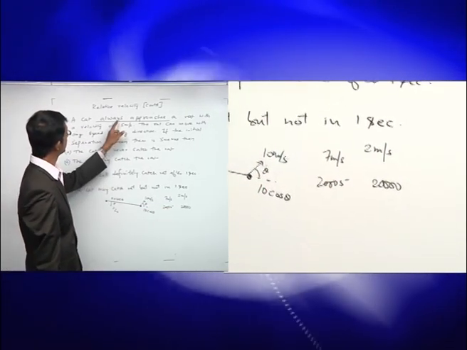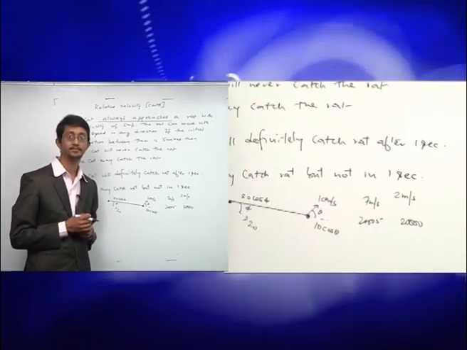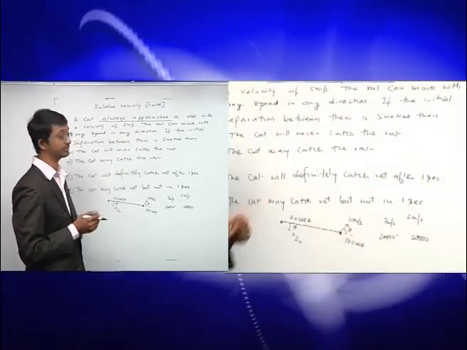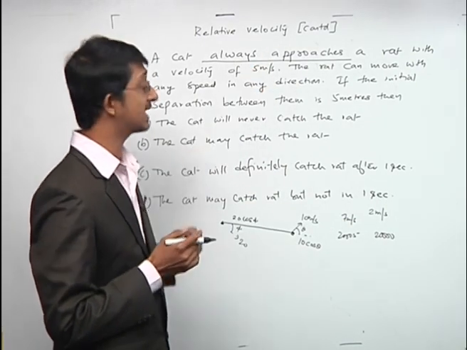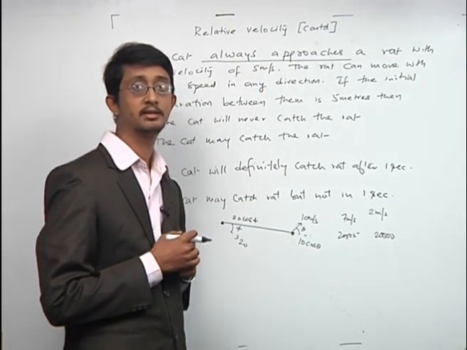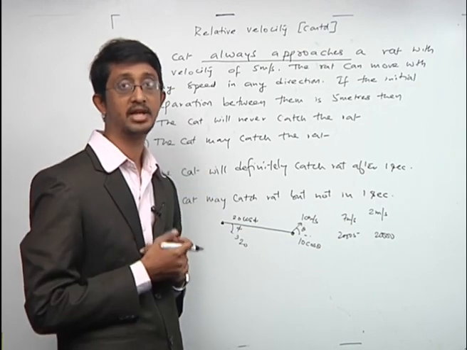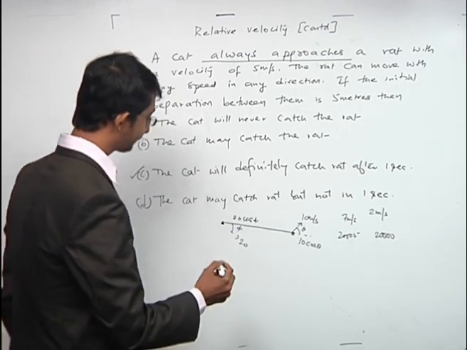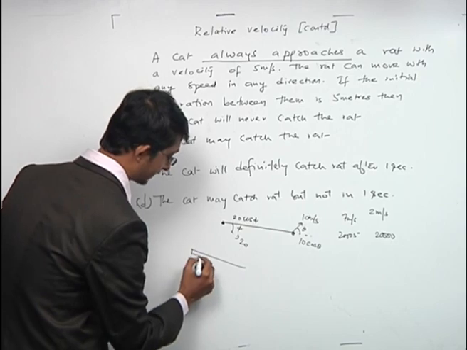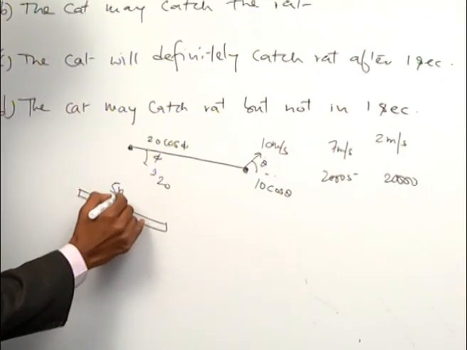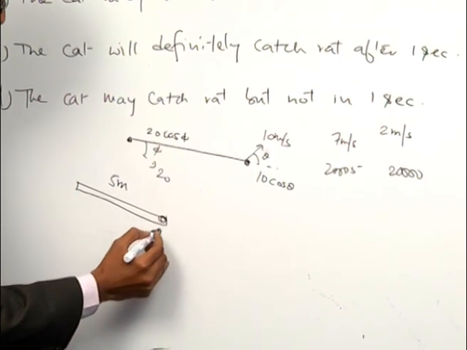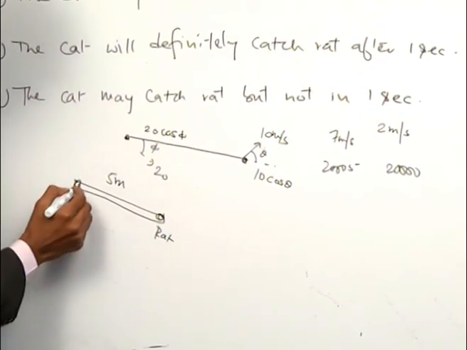So you see, the word approach has got a special meaning. The rat may move in any direction with any speed. The cat's speed will always be more than the rat's speed, with 5 meters per second along the line joining them. That is the meaning. So now, for the sake of visualization, I take a rod of length 5 meters. On one end is the rat, on the other end is the cat.